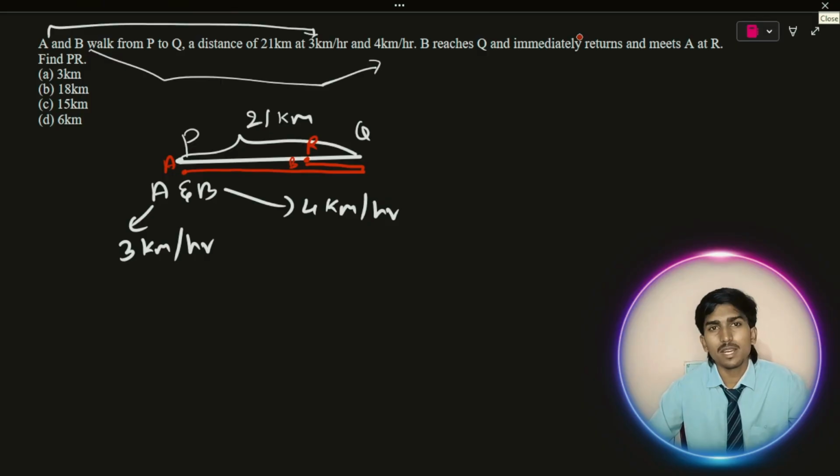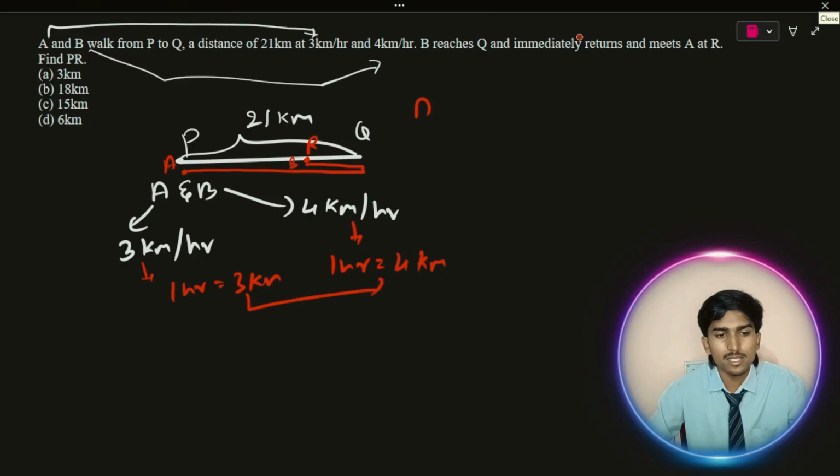Because why, you can ask me, both started at the same time. How can you say B is moving faster than A? Because they already gave the speed. What is the speed of A? I will show you here only: 3 km per hour. Per 1 hour, he is moving 3 km. But B is moving 4 km per hour. That means 1 km extra. He is faster than A. So B moves much faster, reaches Q, and again comes back to meet A somewhere at this point.